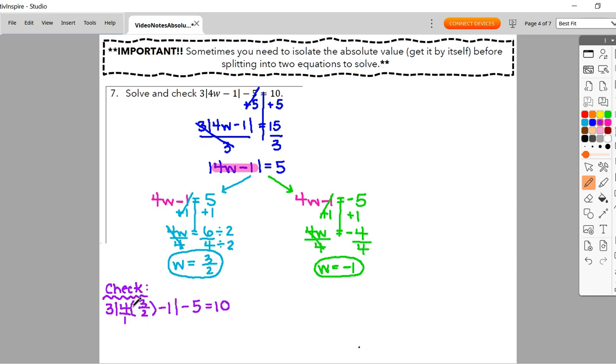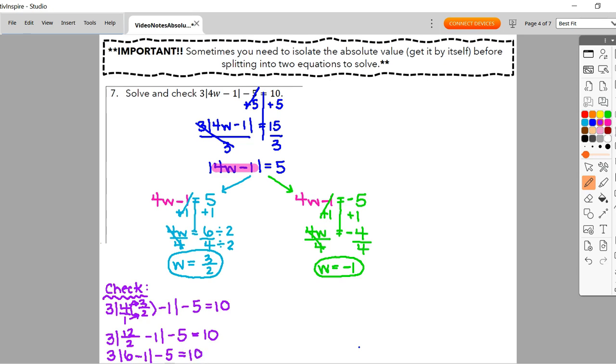Remember, I'll put 4 over 1 so I can multiply straight across the top and straight across the bottom of that fraction to get 4 times 3, which is 12, and 2 times 1, which is 2. Still keep the subtraction of 1 inside the absolute value, minus 5 equaling 10, not in the absolute value. Division is my order of operations that comes first here. So I'll do 12 divided by 2, which is 6. Keep the subtraction of 1 inside the absolute value.